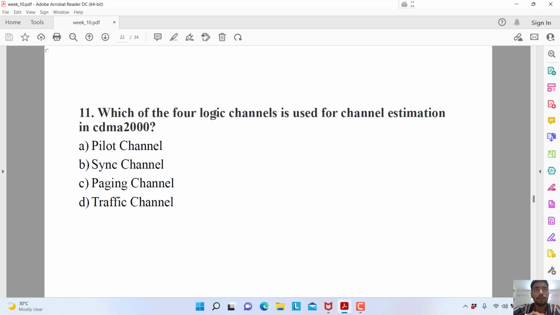Next question: which of the four logical channels is used for channel estimation in CDMA 2000? Basically, we have four logical channels: the pilot channel, synchronization channel, paging channel, and traffic channel. So here you have to tell which of the four logical channels is used for channel estimation in CDMA 2000.